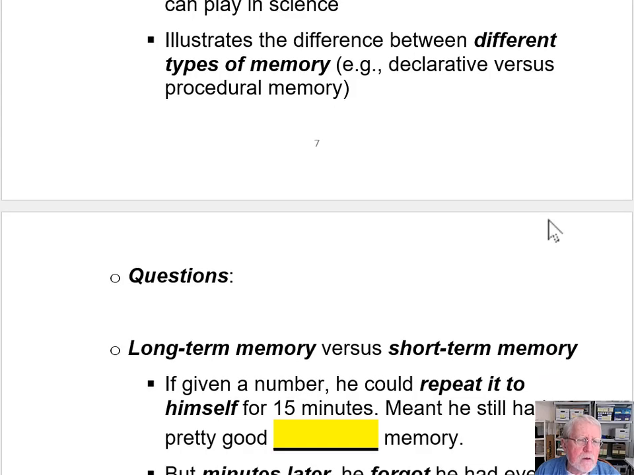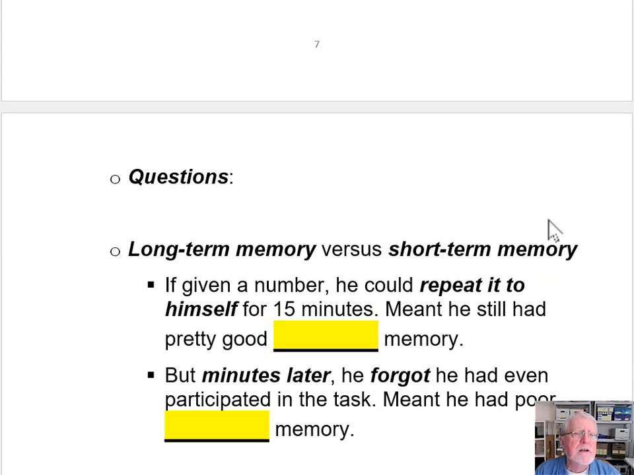As is the case with all of my videos, there's two questions I want you to have in mind as you watch it. Both of them are going to be fill in the blank questions, and for each of them, I tell you what the terms are to be filled in. Your job is just to decide which terms go in which slot. For the first question, the terms are going to be long-term memory versus short-term memory.